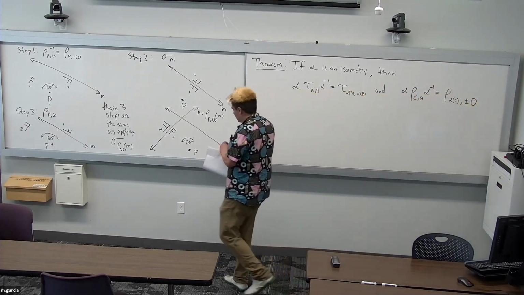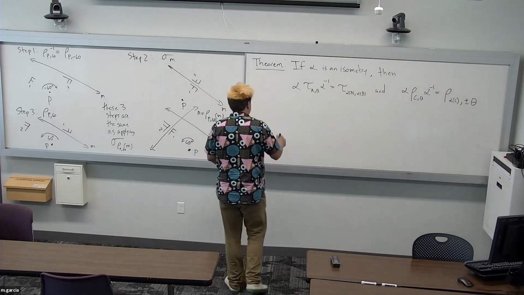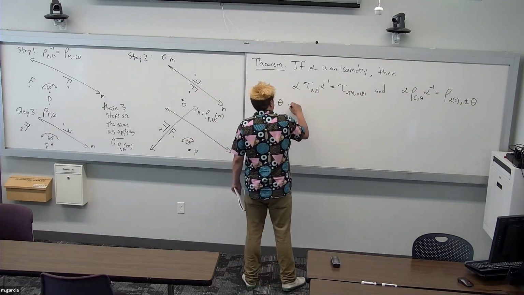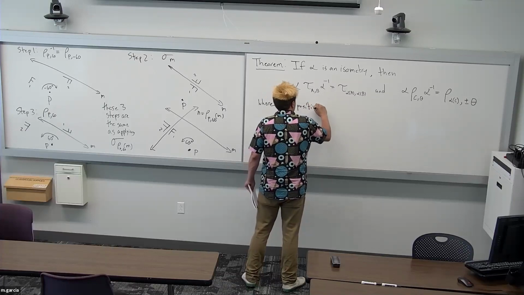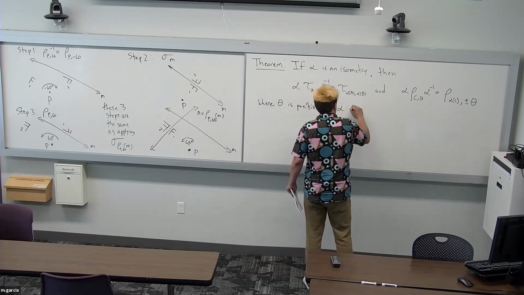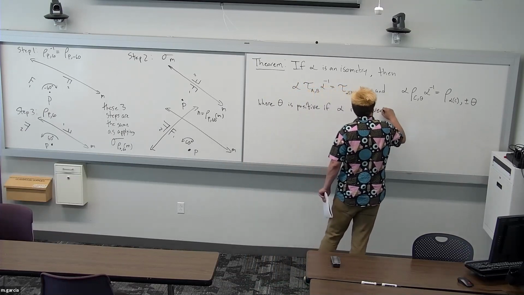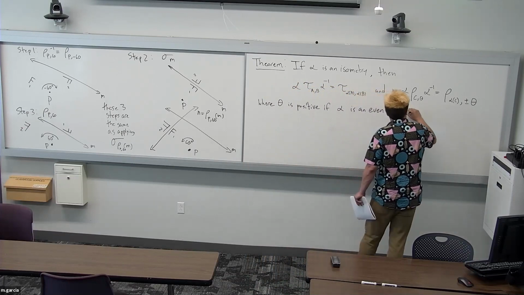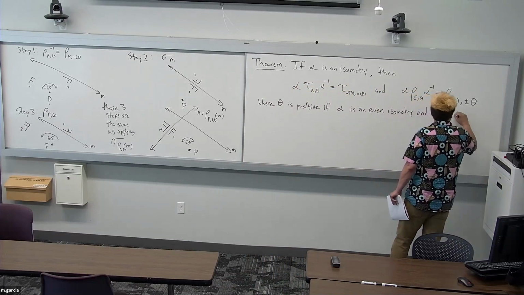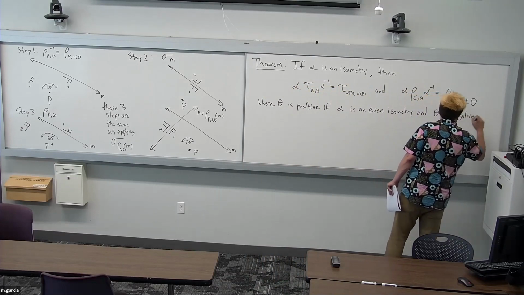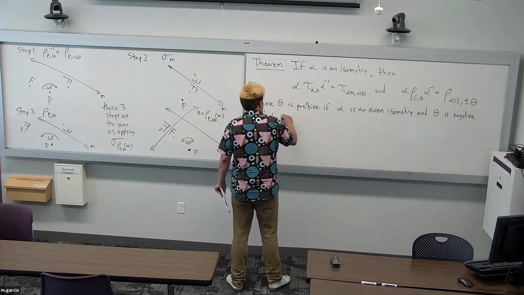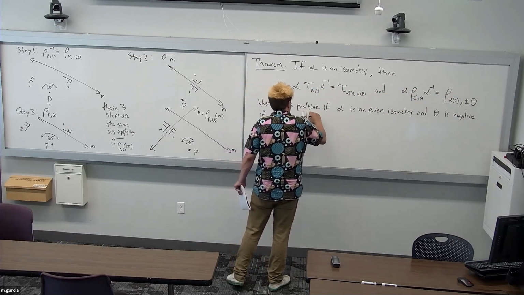Now where does this plus or minus come from? Well, I'll tell you where. Theta is positive if alpha is an even isometry, and theta is negative if alpha is an odd isometry.